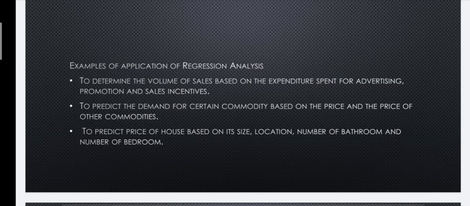Okay. Yang kedua, to predict the demand for the certain commodity based on the price and the price of other commodities. So y adalah demand sebab kita nak predict demand. So y adalah demand dan juga x adalah commodity price of the other commodities. Yang ketiga, to predict the price of house based on size, location, number of bathroom dan juga number of bedroom. So we have several x here, and price of house adalah our y.